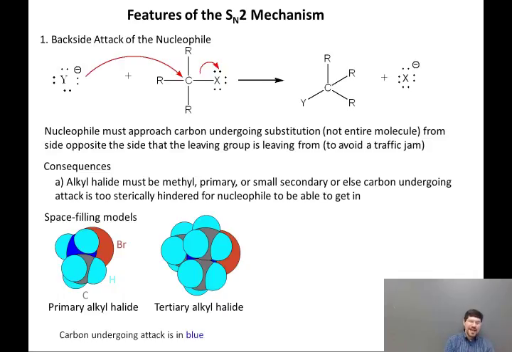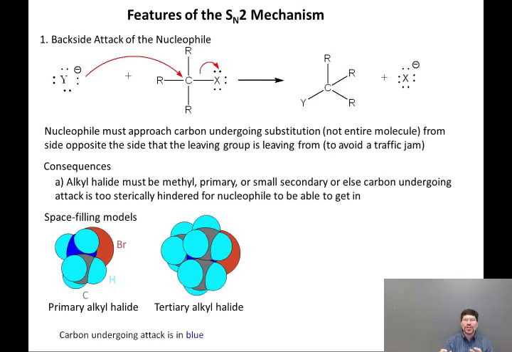So on the left side here is a model of a primary alkyl halide. Orange is Br, light blue is hydrogen, gray is carbon, and then the carbon undergoing attack is in dark blue. And as you can see, there is clearly dark blue available on the back side, the side opposite the bromine, for the nucleophile to come in and attack.